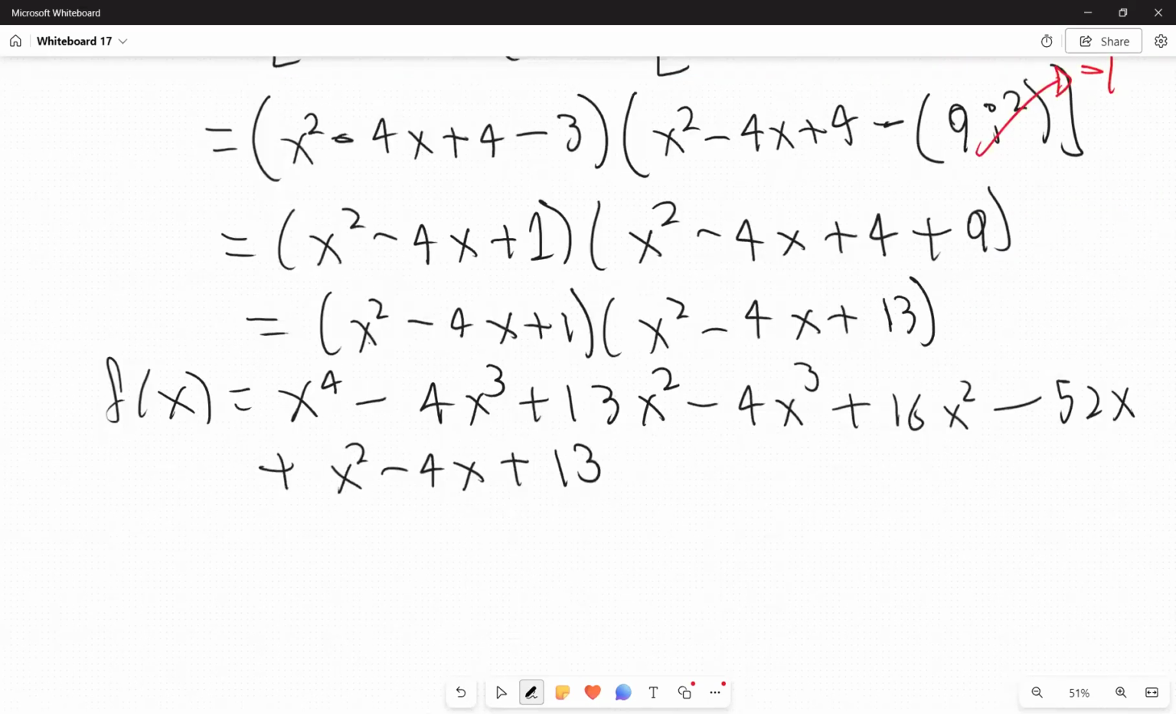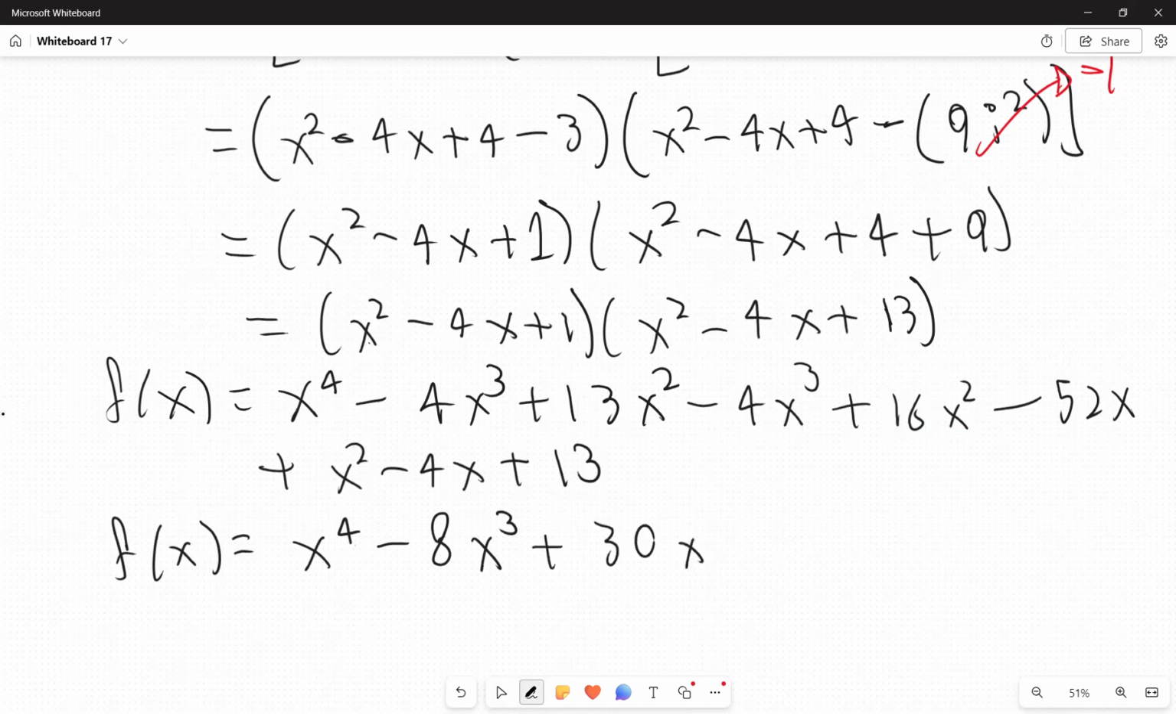So we have x to the power of 4. And then the terms with x cubed, I have 2 minus 4x cubed. With x squared, I have 13x squared, 16x squared, and x squared. So 13 plus 16 plus 1 is 30. Then negative 52 minus 4 is negative 56. And I finally have a 13.